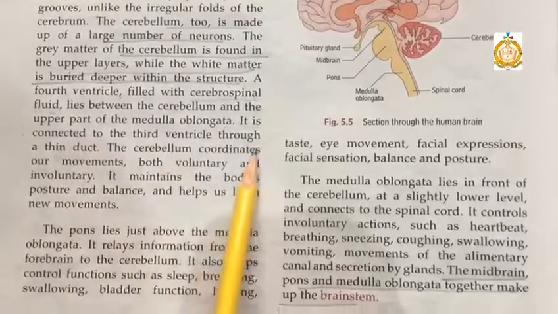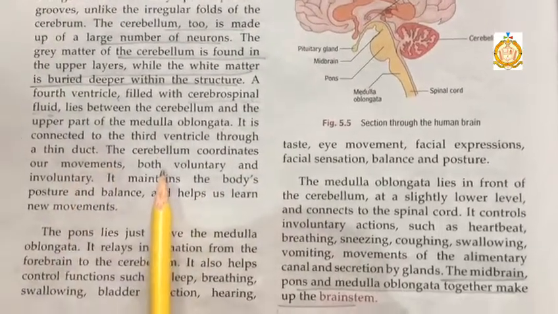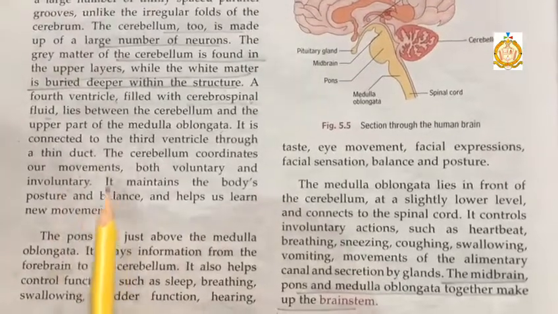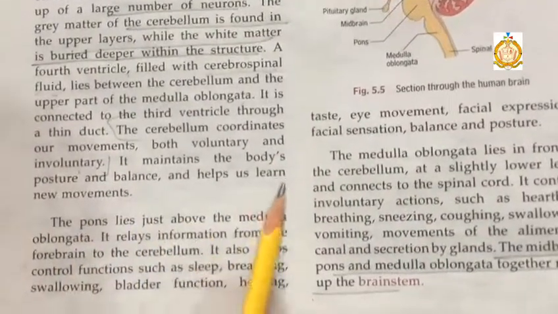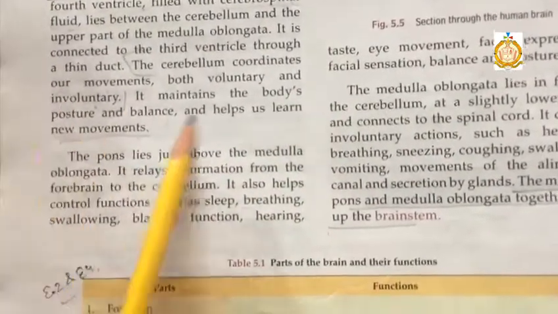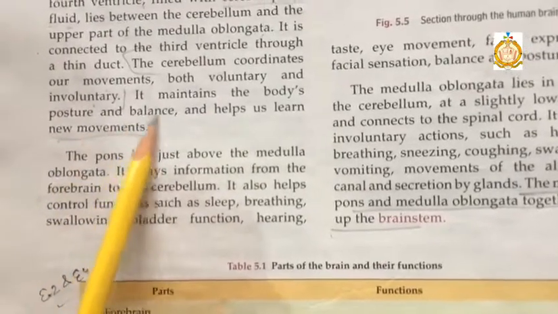The cerebellum coordinates our movement, both voluntary and involuntary. This is the main function of the cerebellum. It maintains the body posture and balance and helps us to learn new movements. It is also controlling and maintaining our balance and posture.